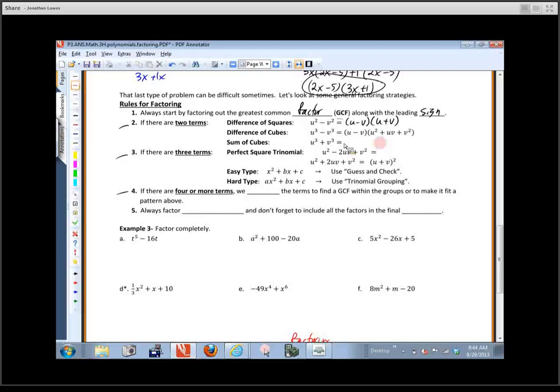What's the nice thing about it? If you know the formula for difference of cubes, how does that relate to the formula for sum of cubes? It's exactly the same except for what? Yeah, the sign. So this is going to be u plus v. This is going to be u squared. Remember, it's always in the middle of one of those 2 factors.